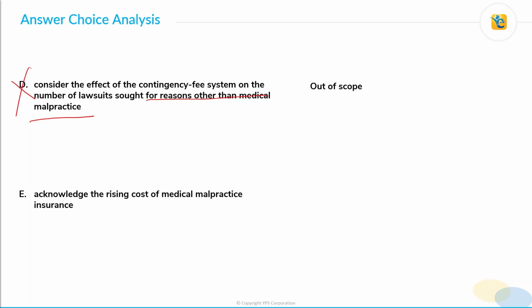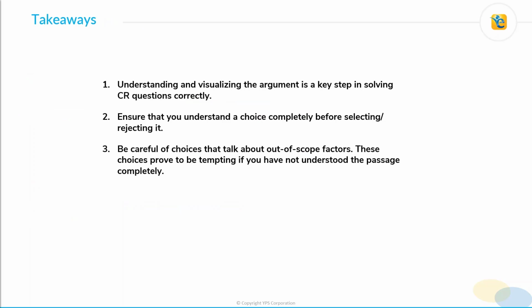Now choice E talks about the rising cost of medical malpractice insurance. We don't even know how this is going to impact the argument, right? We don't know whether it is rising, we don't know what impact it will have, and therefore this choice is irrelevant and is incorrect. So with this, let's come to our takeaways.